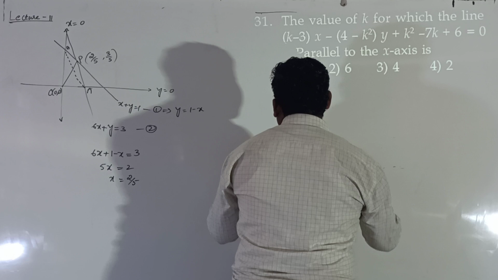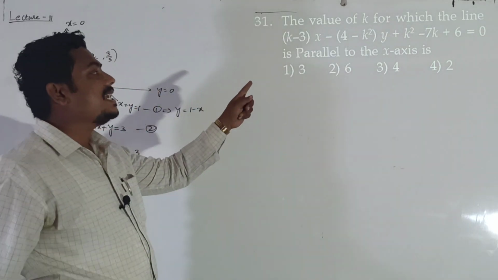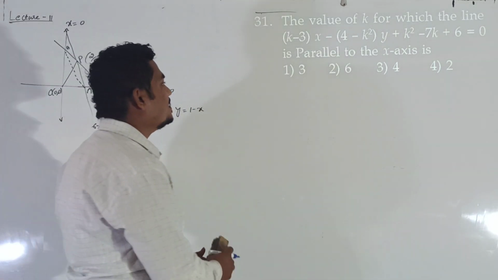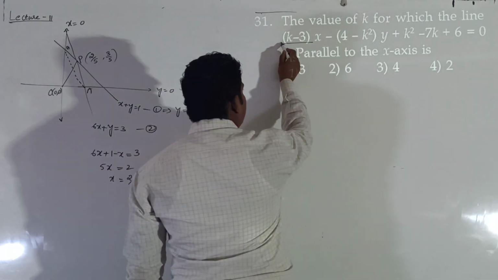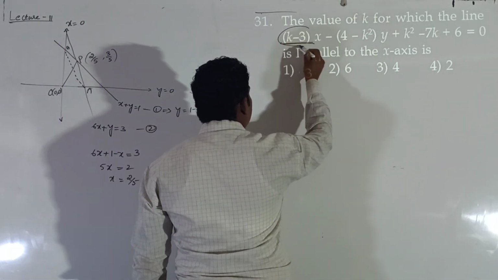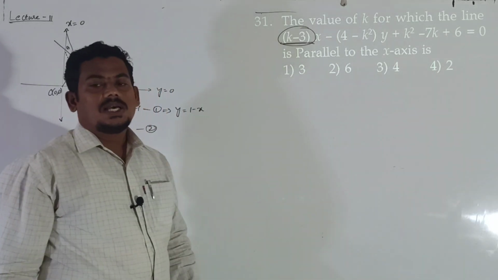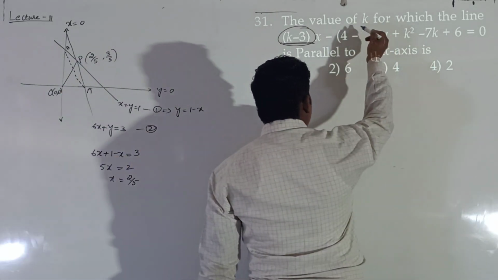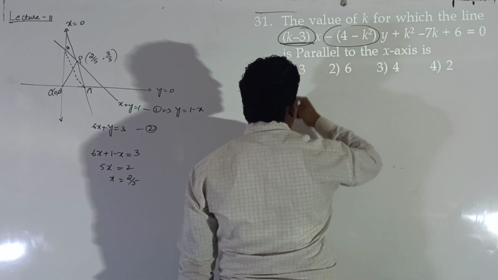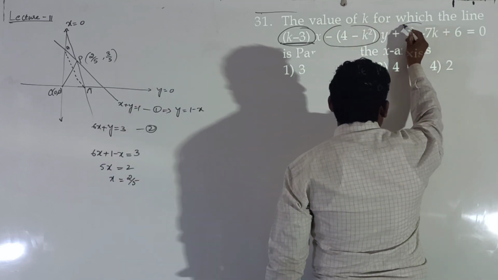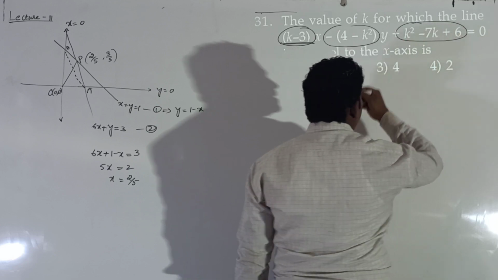Then in this case, what have they given? This line is parallel to x-axis means the coefficient of x should be 0. Suppose this line is parallel to x-axis, then equate the coefficient of x to 0. Suppose this line is parallel to y-axis, then equate the coefficient of y to 0. If the line passes through the origin, then equate the constant term to 0.